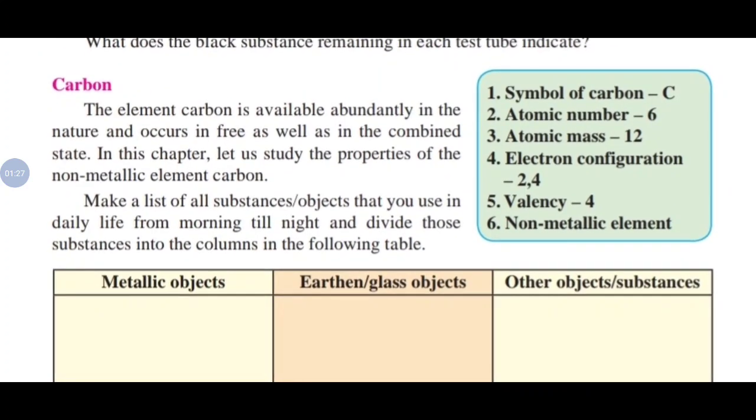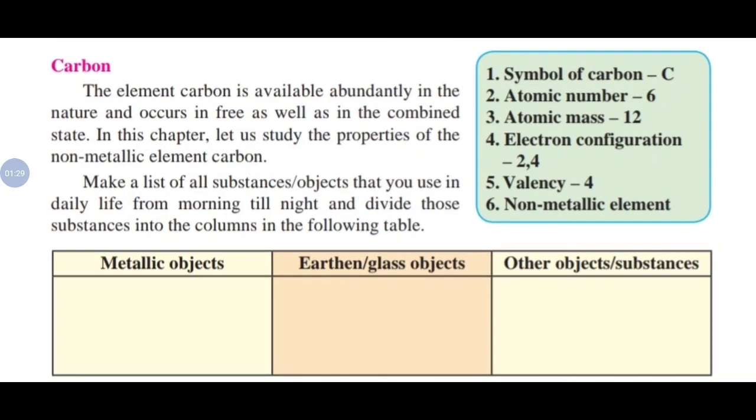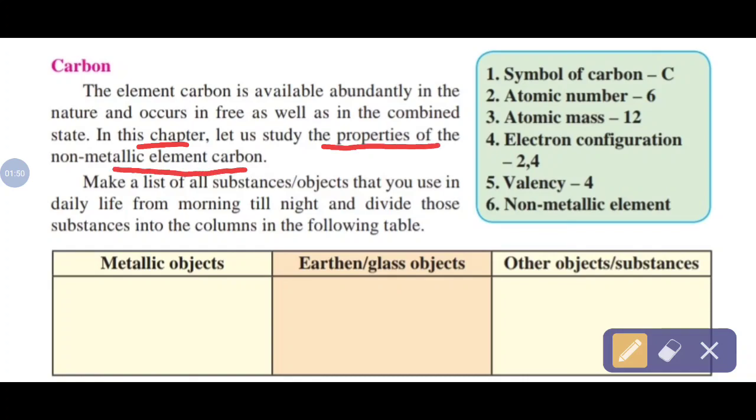So, carbon. The element carbon is available abundantly in nature and occurs in the free state as well as in the combined state. In this chapter, let us study the properties of the non-metallic element carbon. What is given in this green box? That is the basic things about carbon.